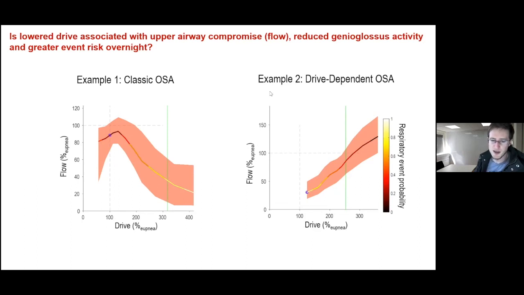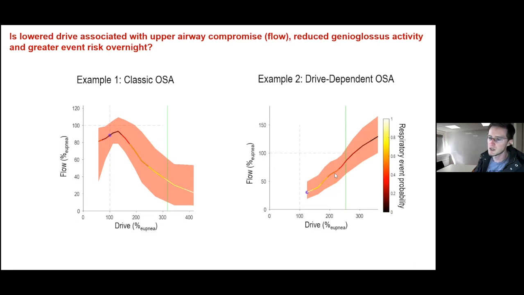Trying to figure out which drive is worse. I don't know, it might depend on what the consequences are that you're worried about. I imagine that if you react strongly to increasing drive with increasing flow, you probably protect against hypoxemia, but as a consequence, you may end up with higher ventilatory drive overall.